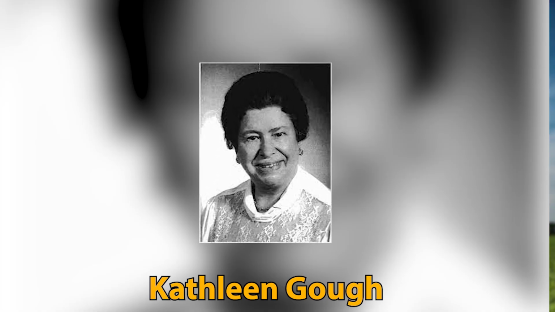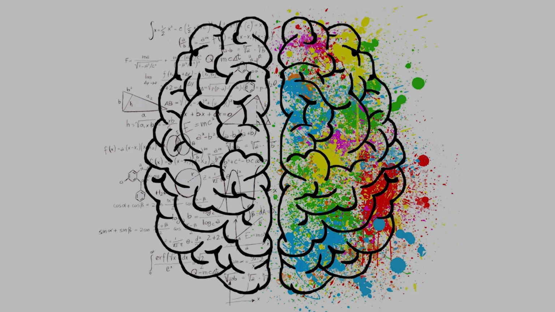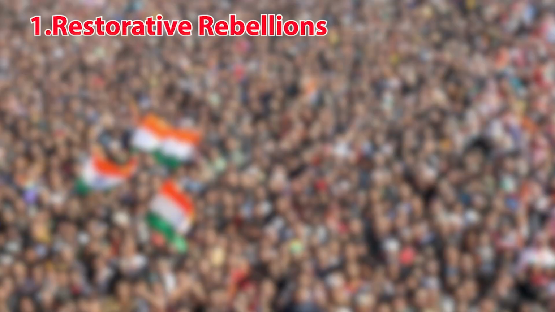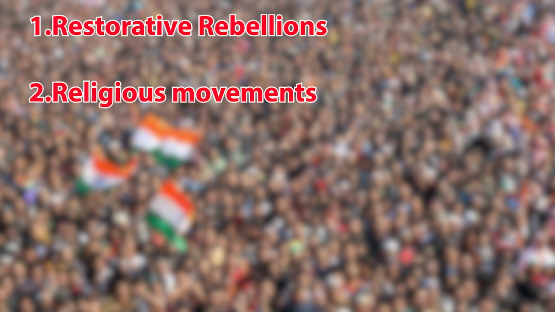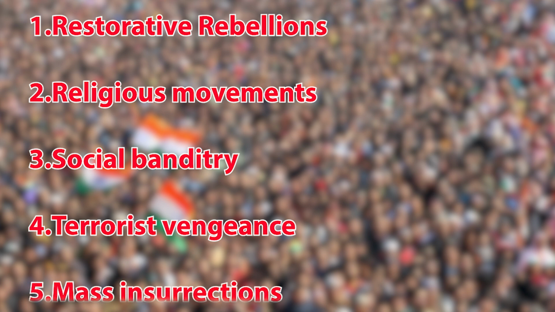Kathleen Gough records 77 uprisings and also classifies peasant movements on the basis of their goal, ideology and methods of organization. According to her, there are five types of revolts, namely the restorative rebellions to drive out the British and restore earlier rulers and social relations. Religious movements for liberation of the region or an ethnic group under a new form of government. Social banditry and terrorist vengeance with the idea of meting out collective justice. Mass insurrection for the redressal of a particular grievance.